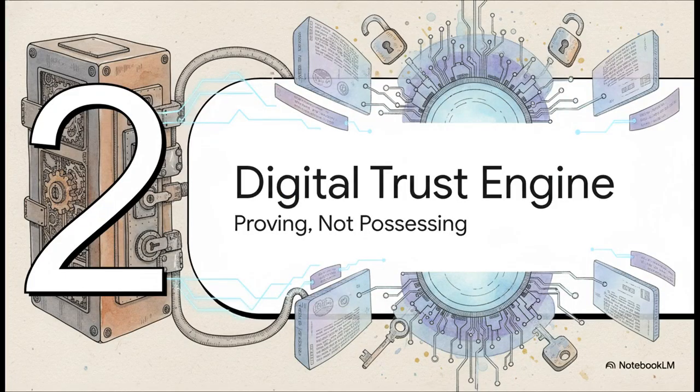So, we've established the physical side. It's locked down. It's secure. But how do we connect that physical gold to the digital world? Well, that's where the digital trust engine comes in. It's a way to prove what you own without ever giving up control of it.